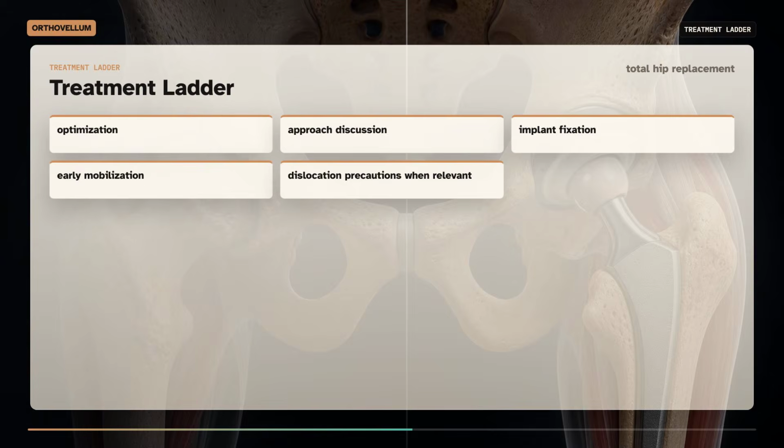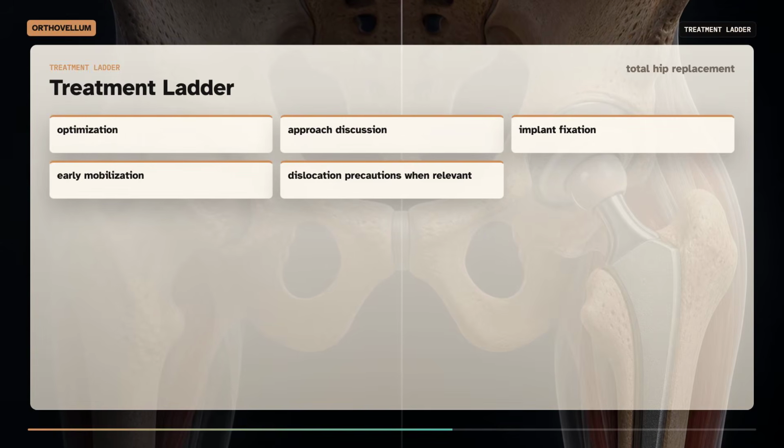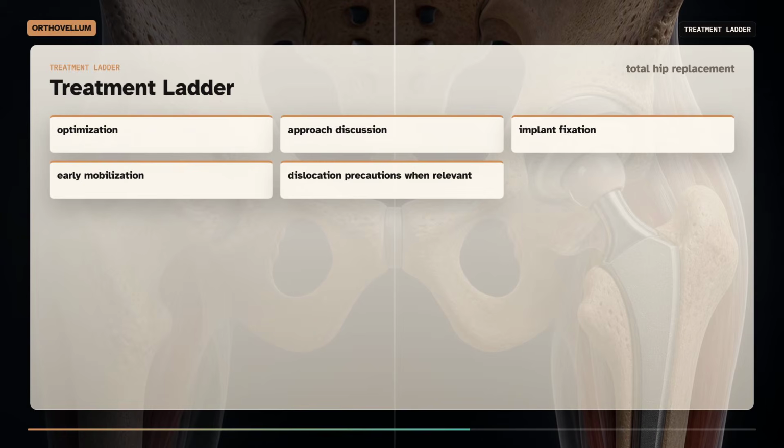Treatment is a ladder, not a reflex. For total hip replacement, the practical ladder is optimization, approach discussion, implant fixation, early mobilization, dislocation precautions when relevant. The first steps usually try to calm the painful system and rebuild capacity. That means load management, targeted strengthening, mobility when appropriate, and clear expectations. Injections, braces, procedures, and operations are tools. They are powerful when used for the right reason and disappointing when used as shortcuts. The best plan explains not only what to do, but why that step belongs at this moment.